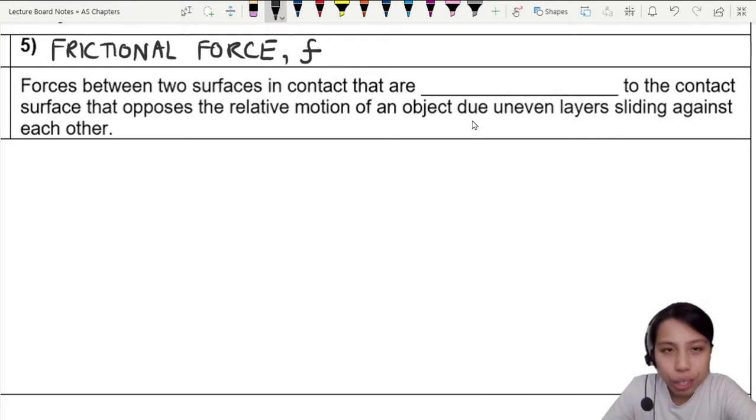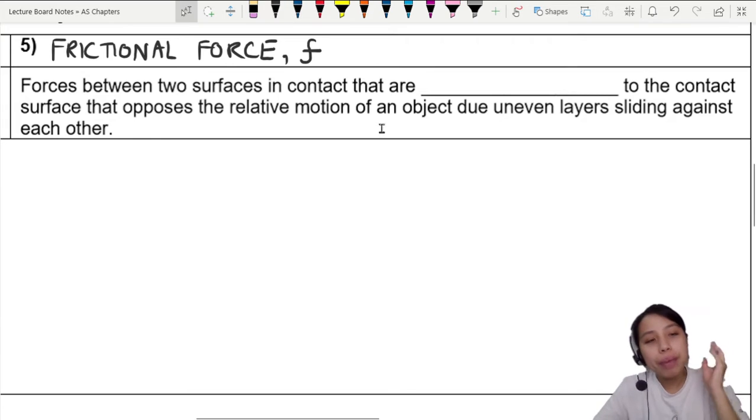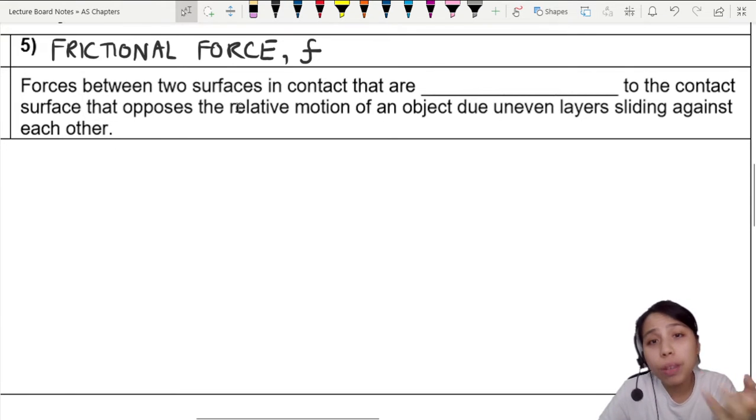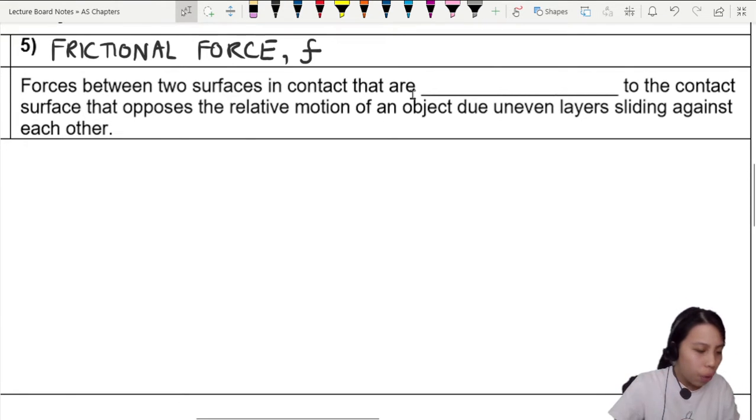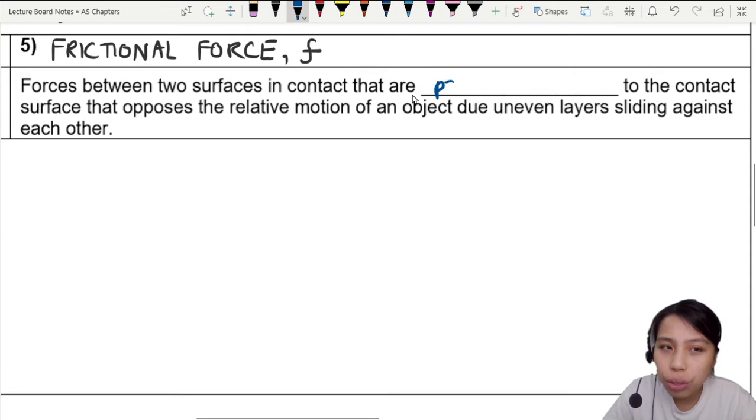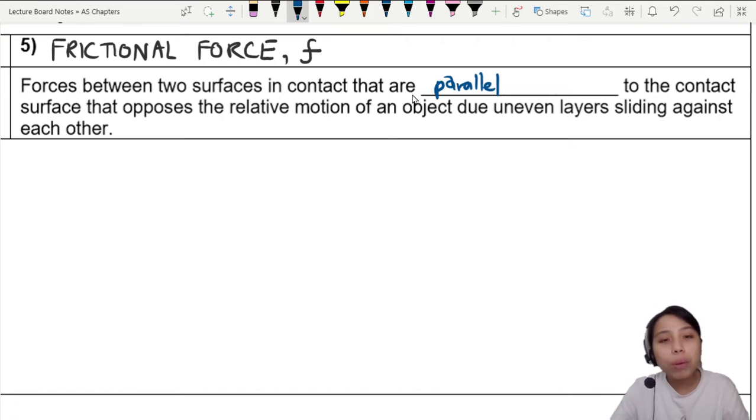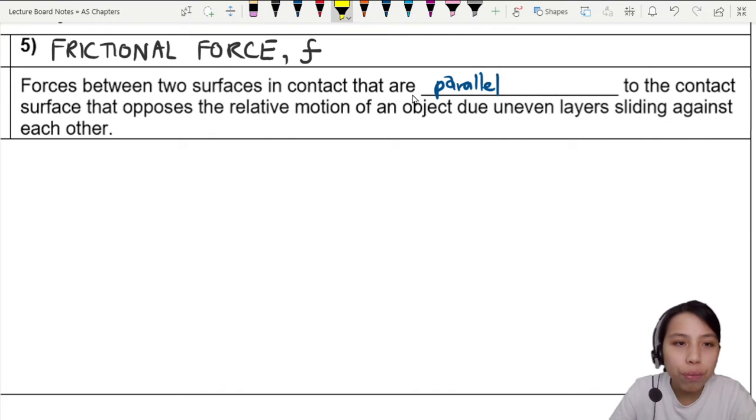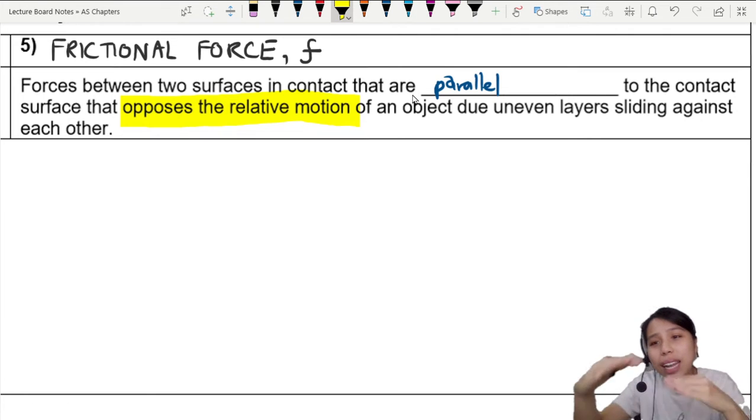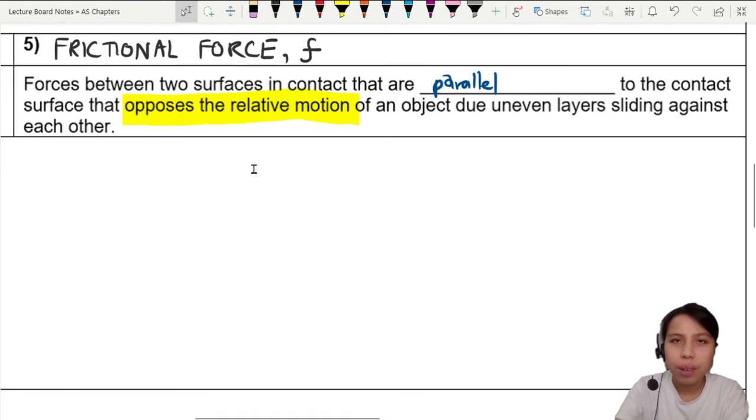So what is the definition of that? Well, frictional force appears when two surfaces are in contact, and this force is parallel to the contact surface. Parallel. And it opposes, this is an important one. Friction force will always oppose the relative motion of an object due to uneven layers sliding against each other. Well, what does that mean?